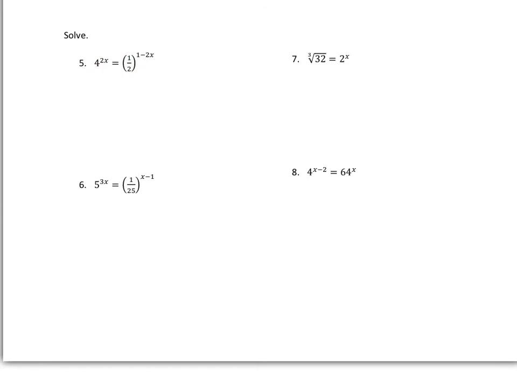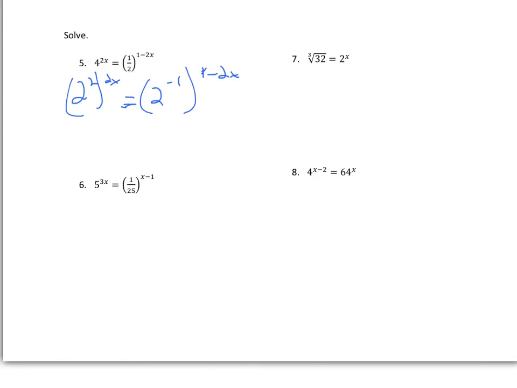Okay, so you got to be able to see that. So we're going to try to get 2 as our base. Well, in order to get 2 as our base on the left side, I'm going to rewrite 4 as 2 squared. So 2 squared to the 2x power. Don't forget about the 2x power. And on the right side, I could rewrite 1/2 as 2 to the negative 1, and that's to the 1 minus 2x power.